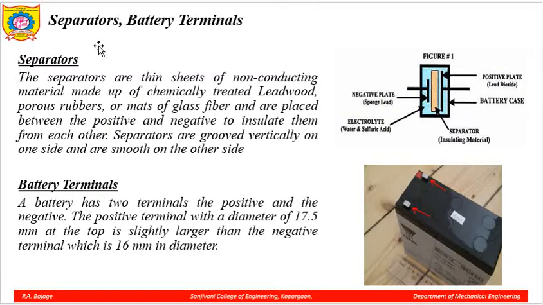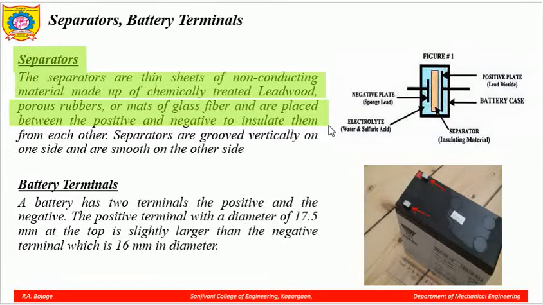Next point we will discuss is the separators. The separators are thin sheets of non-conducting material made up of chemically treated lead wood, porous rubbers or mats of glass fiber, and are placed between the positive and negative plates to insulate them from each other. Separators are grooved vertically on one side and are smooth on the other side.